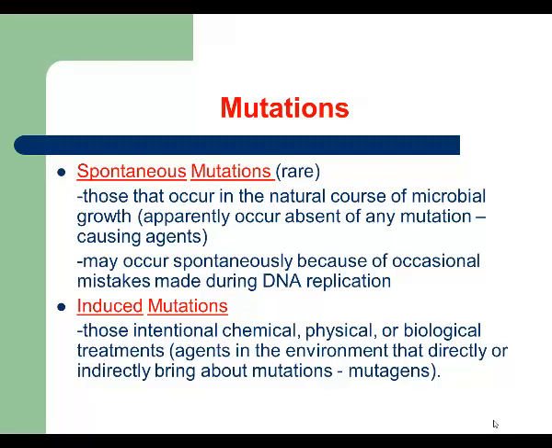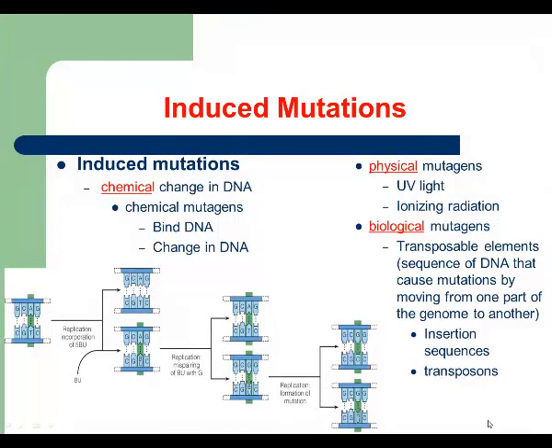And then induced mutations are more frequent. For example, in biotechnology labs, the frequency of mutations increases when a culture is treated with a mutagen. There are different types of mutagens that can be used in biotechnology labs, for example, chemical mutagens, physical mutagens, or biological mutagens. An example of a physical mutagen is UV light or sunlight and radiation.